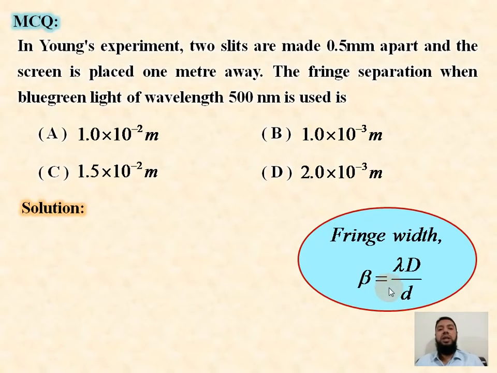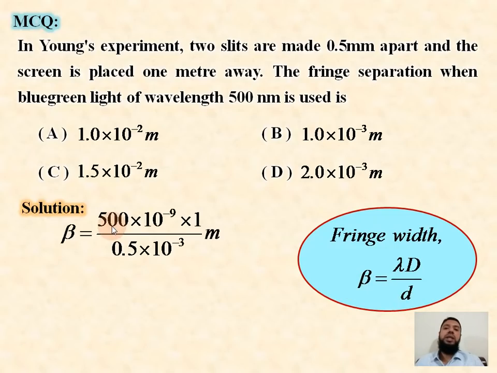We know that fringe width beta is equal to lambda capital D by small d. Substitute the values. Beta is equal to 500 into 10 power minus 9, the wavelength. Then capital D, distance between the slit and screen, 1 meter. Then small d, 0.5 into 10 power minus 3 meter. On simplification, 1000 into 10 power minus 6 meter.